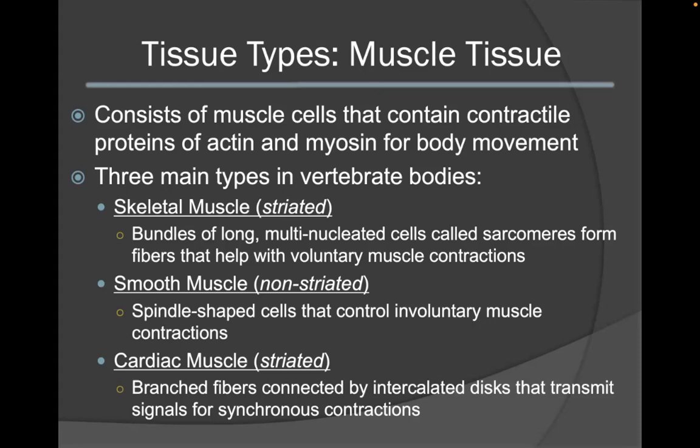Cardiac muscle, on the other hand, is also striated. However, these differ from the cells that are found in skeletal muscle. Cardiac muscle cells contain branched fibers that are connected by specialized intercalated discs. These are important in allowing for synchronous contractions, as electrical signals can easily pass between muscle cells.